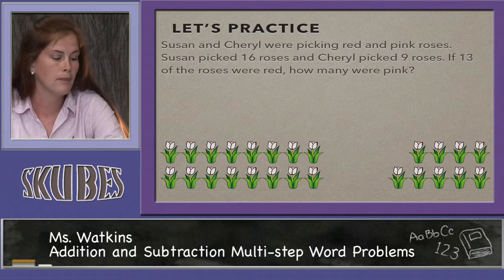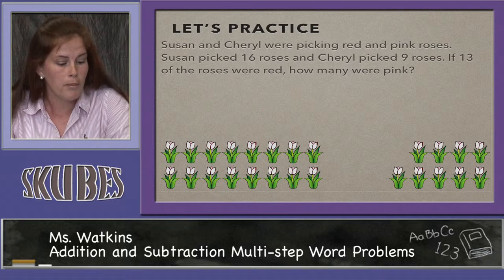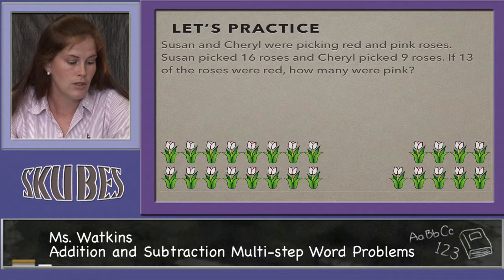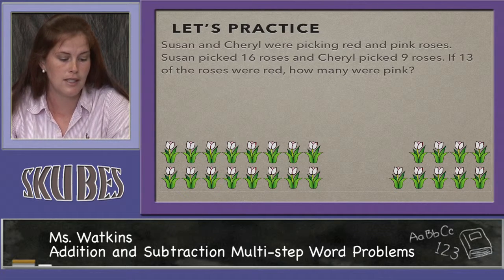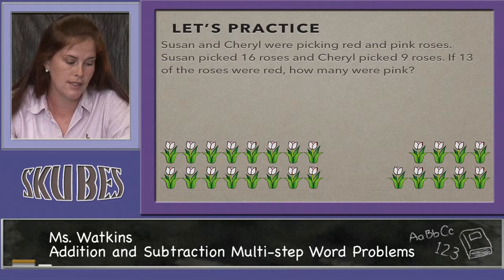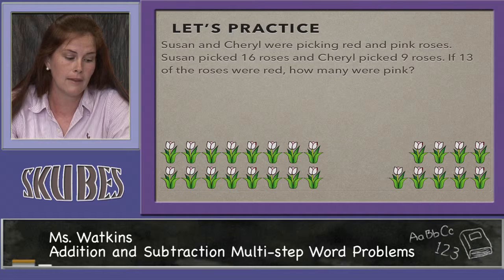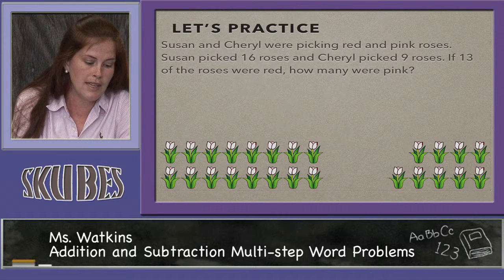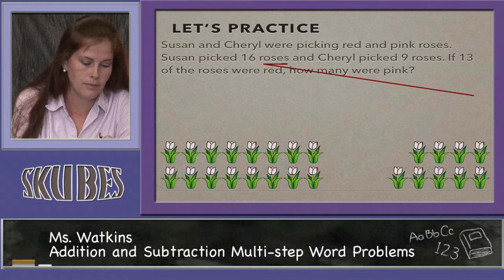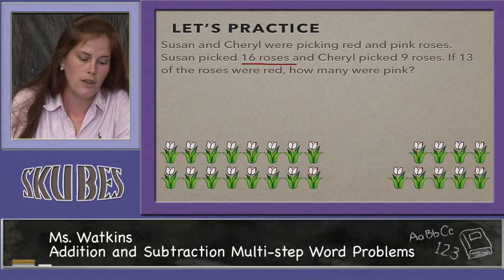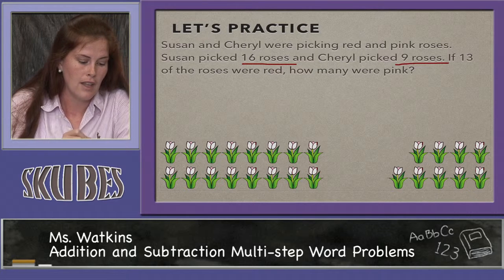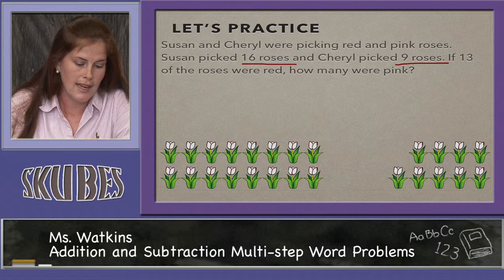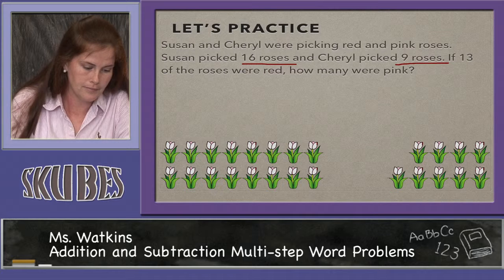Let's look at another problem. Susan and Cheryl were picking red and pink roses. Susan picked 16 roses and Cheryl picked 9 roses. If 13 of the roses were red, how many were pink? Let's look at the information that we are given. We know Susan picked 16. We know Cheryl picked 9. If 13 of the roses were red, how many were pink?